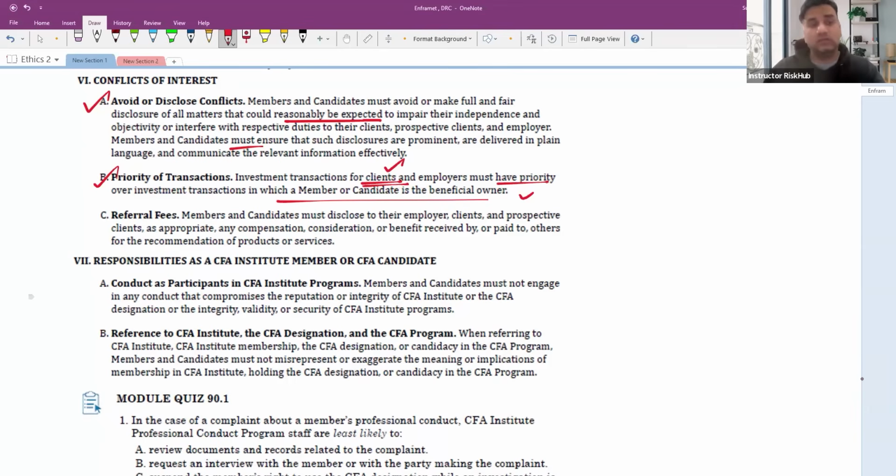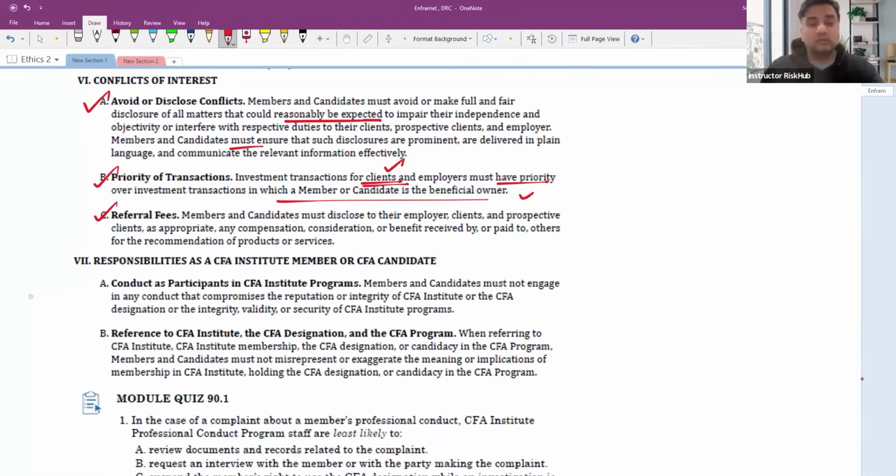Very, very important. Third is your referral fees. You must disclose any compensation you have received for referrals. You must disclose to the employer, clients, and prospective clients for the recommendation of products or services.